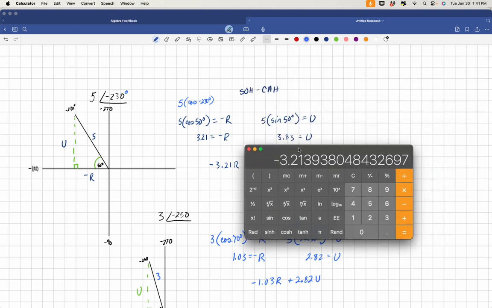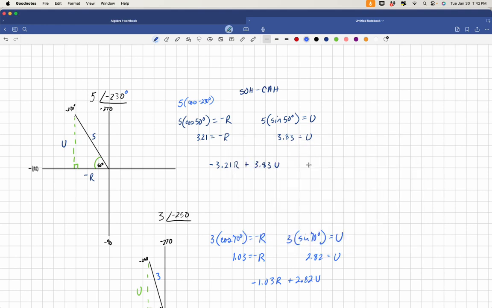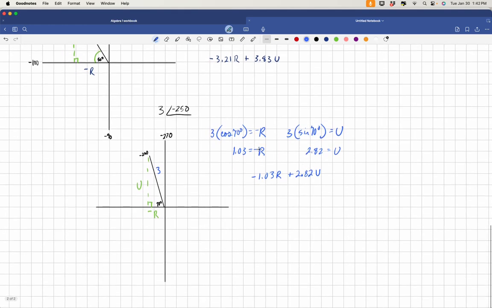Also, you would get the same values here. So if you did 50 sine times 5, you get 3.83. If you do negative 230 sine times 5, you get 3.83. It's the same value either way you do it. So I'm not sure what's going on. Same thing for down here. We did it exactly the same way, round it to 2 decimal places.